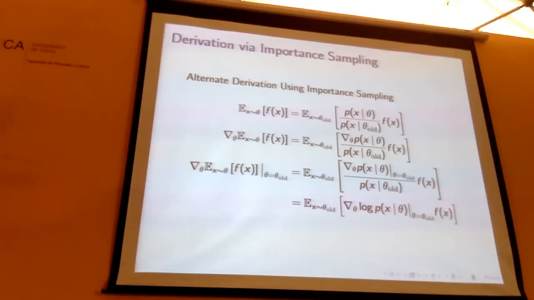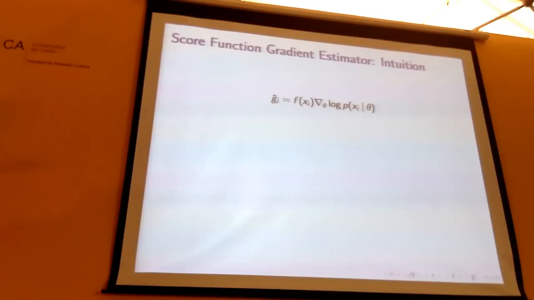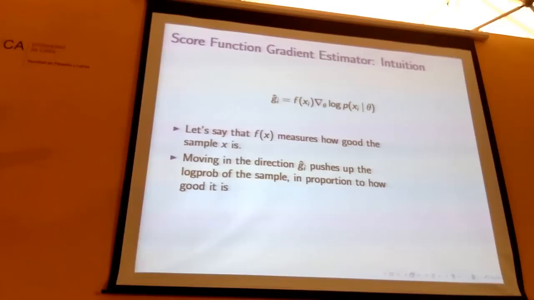So here's our estimator, and what's the intuition behind it? Let's say f of x is measuring how good the sample x is. When we take the sample x and get this gradient estimator, moving in that direction pushes up the log probability of that sample. So we're pushing up the log probability of a given sample in proportion to how good it is. It's clear that this direction in parameter space is going to move towards the good samples, because we're pushing up the probability of the really good ones.